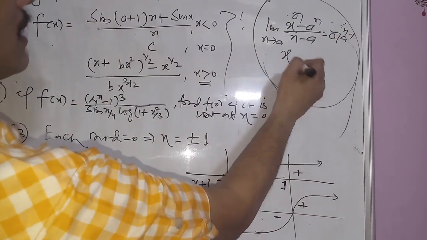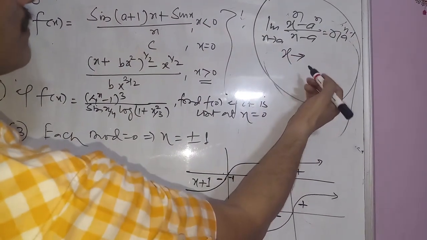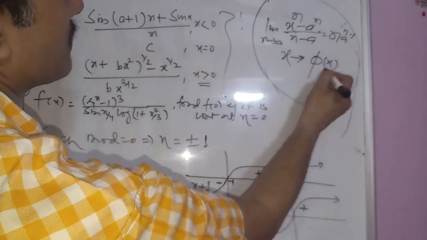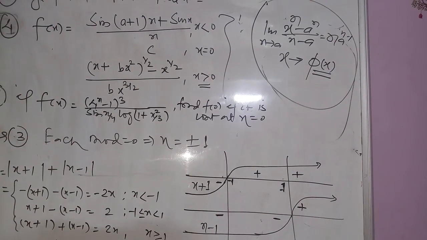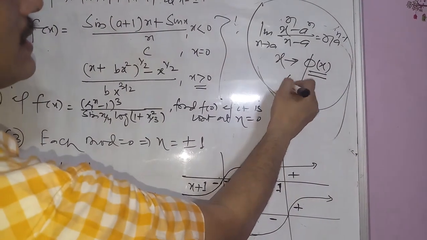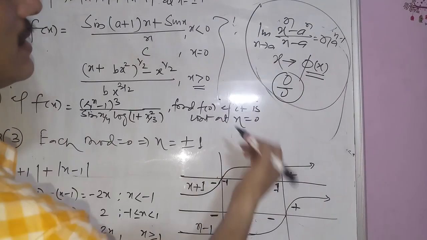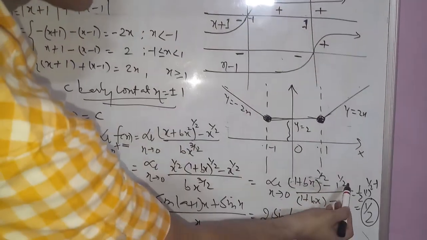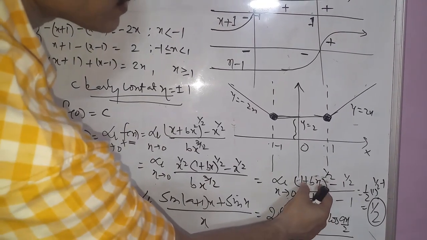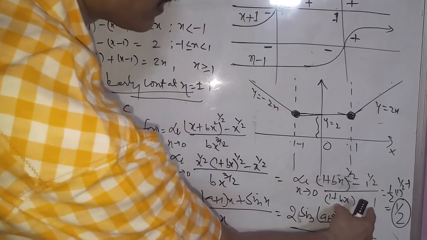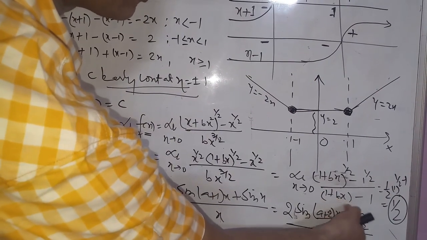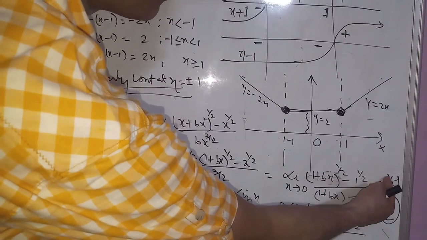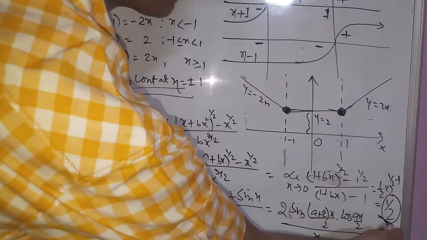This formula is also valid if x is replaced by any expression of x, like phi x, provided the indeterminate form is not disturbed. Here, using x to the power n minus a to the power n, we are adjusting 1 plus bx minus 1 in the denominator, equivalent to bx. This will give the answer 1 by 2, 1 to the power 1 by 2 minus 1, that is 1 by 2.